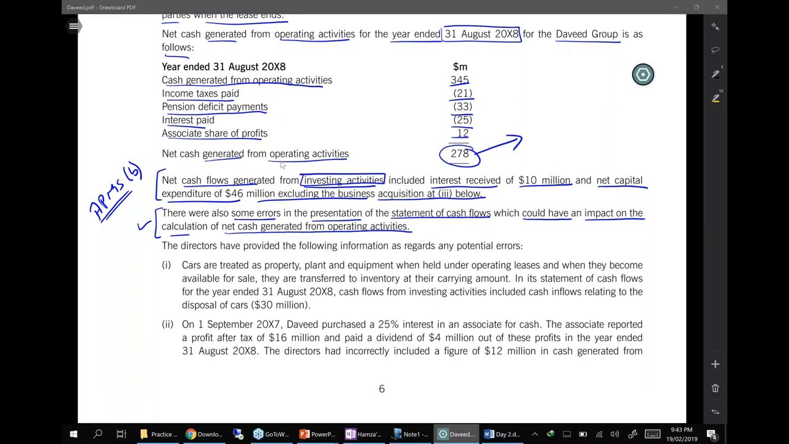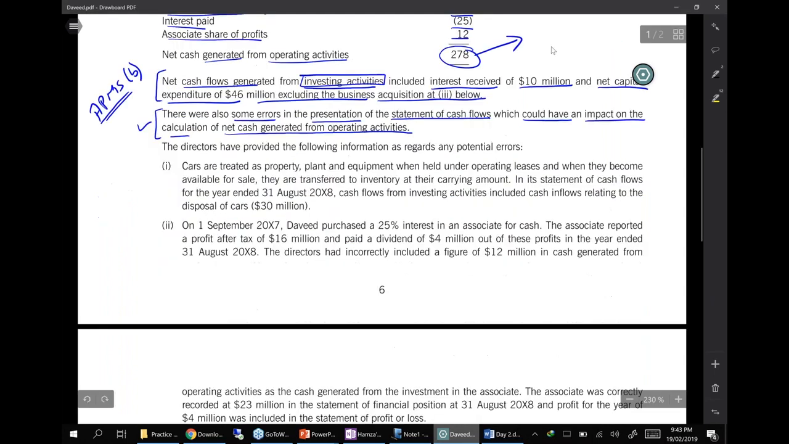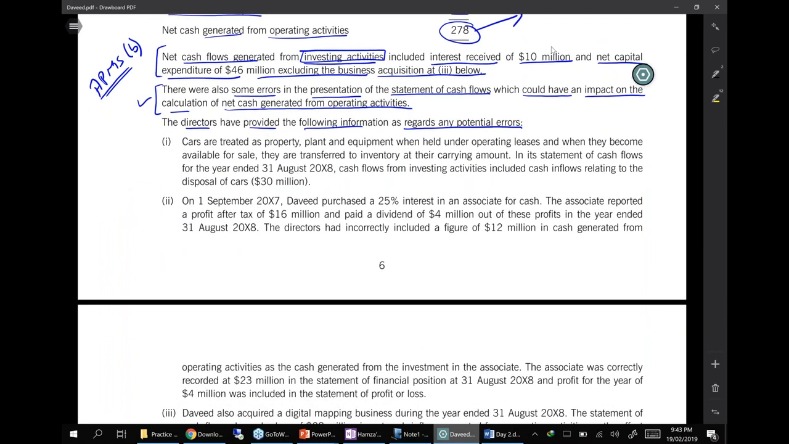Now the question says that the directors have provided the following information as regards any potential error. Now from here we have to be active and focused to identify the errors. Okay, so part 1 says that cars are treated as property, plant and equipment when held under operating leases. So the cars are treated as property, plant, equipment when we are holding them under the operating lease. Is this right or wrong?